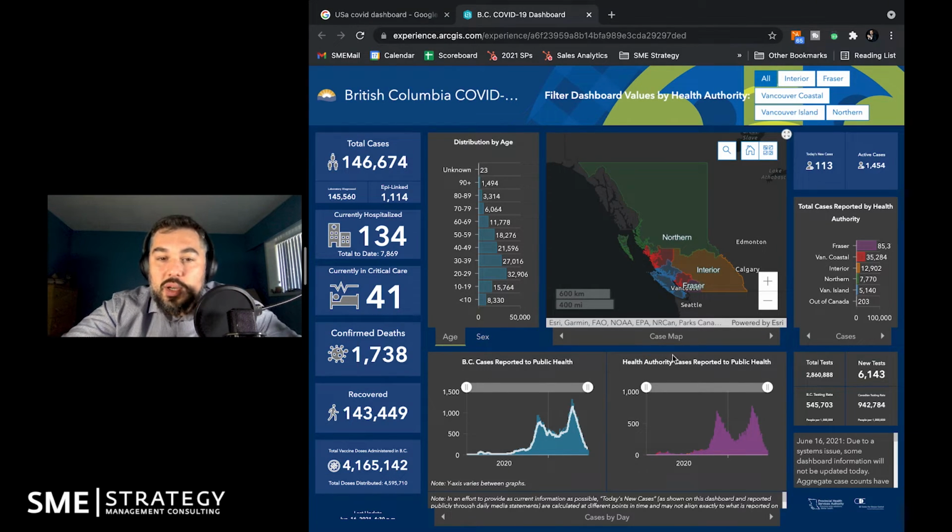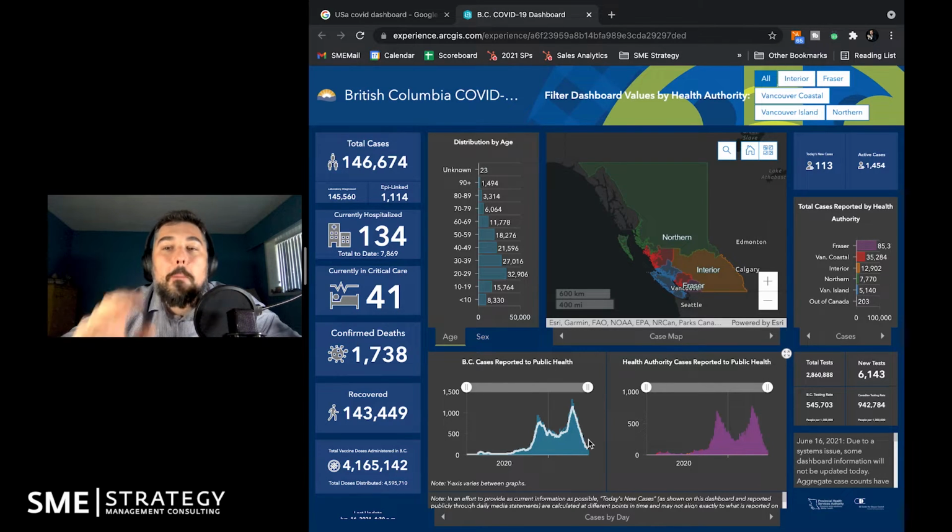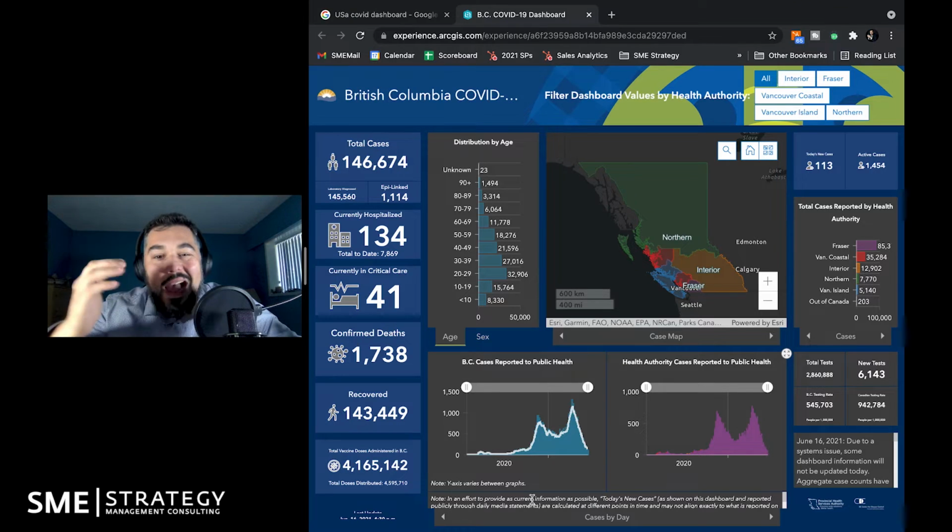So you can sort of tell by this dashboard here that these numbers on the left are the most important. They are the key performance indicators. So what are the key performance indicators the province of British Columbia is tracking? Of course, number one is total cases, total hospitalization, critical care, confirmed deaths, recovered, and now total vaccine doses. So it logically has a progression and a flow.